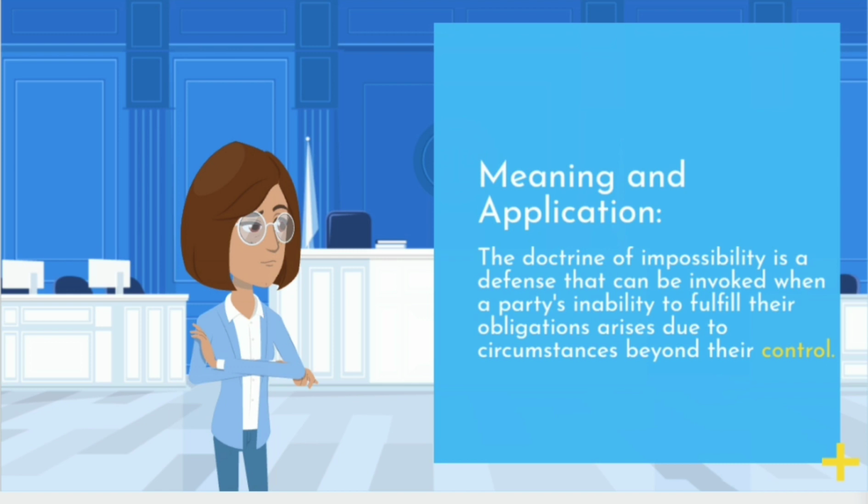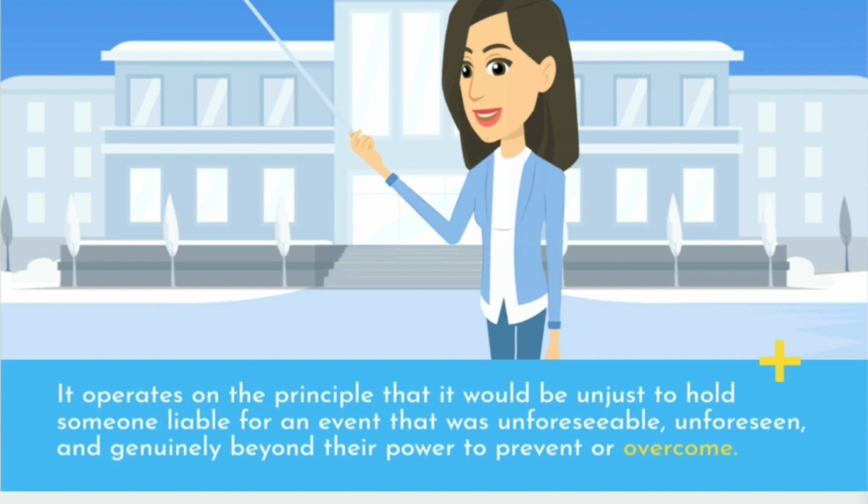Meaning and application. The doctrine of impossibility is a defense that can be invoked when a party's inability to fulfill their obligations arises due to circumstances beyond their control. It operates on the principle that it would be unjust to hold someone liable for an event that was unforeseen, and genuinely beyond their power to prevent or overcome.